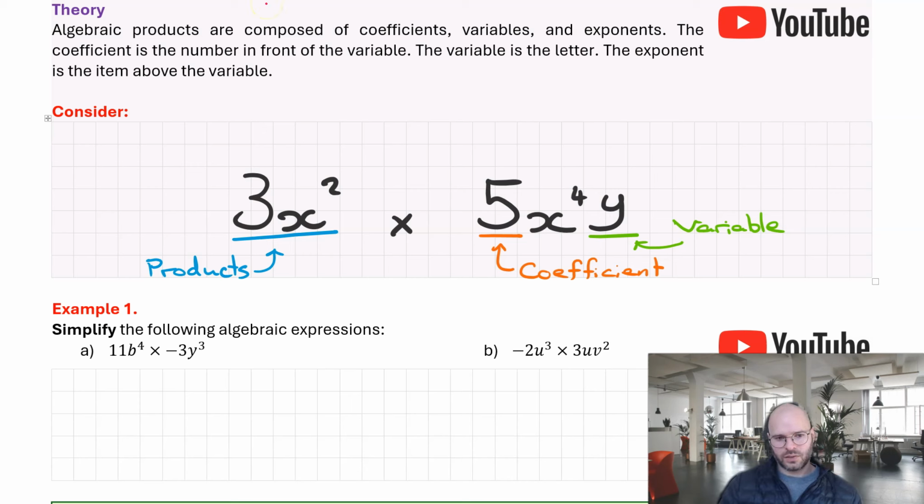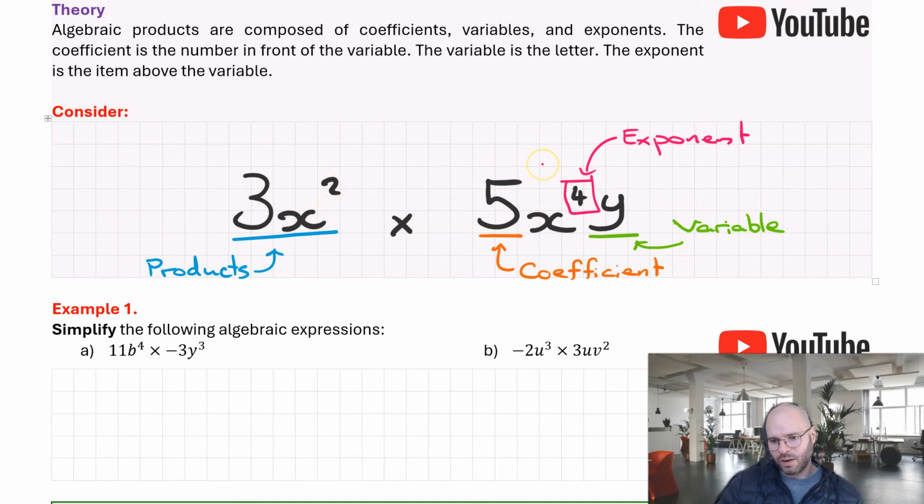Finally, we have exponents. The exponent is the item above the variable. For this instance, we have an exponent here and we have one here. The exponent represents the number of a variable there is, and they're all multiplied together. So in this instance, we have 4 x's because our exponent is 4. And all of those x's are multiplied together, so it's x times x times x times x. On the left, where we have x to the power of 2, also called x squared, we have 2 x's, and those x's are multiplied together as well.